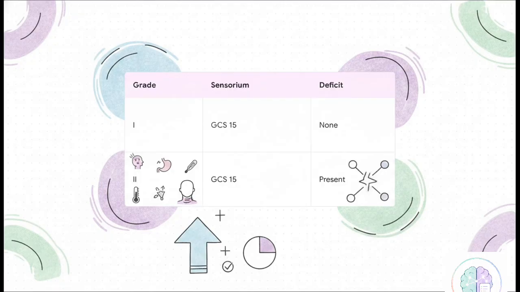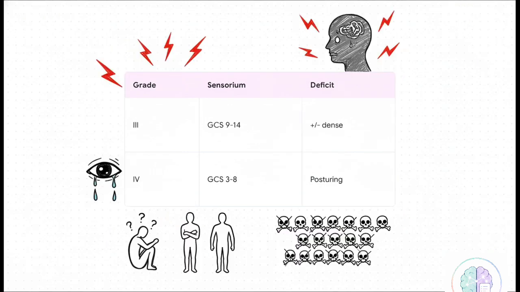Let's break down exactly what these grades look like. All right, looking at the milder presentations, grades I and II. In both of these, the patient has a totally normal sensorium, so a max GCS of 15. The catch? Grade I patients might have a headache, vomiting, fever, maybe a stiff neck, but absolutely zero neurologic deficits. Grade II patients, on the other hand, do have a neurologic deficit. But honestly, the tracked data shows both groups typically have really solid outcomes, usually landing on good recovery or just moderate disability.